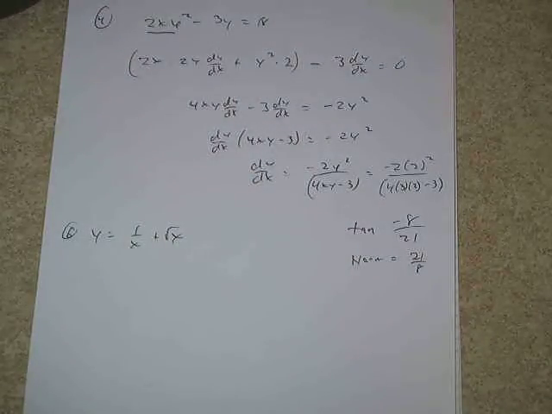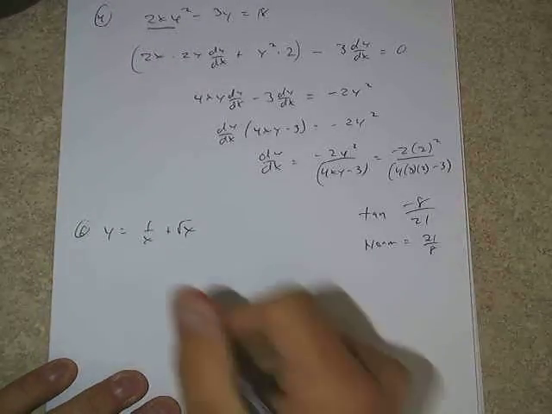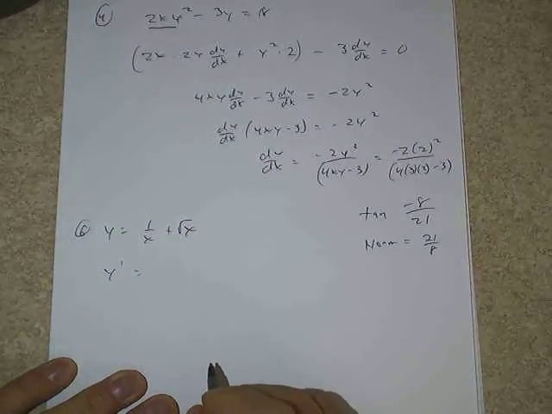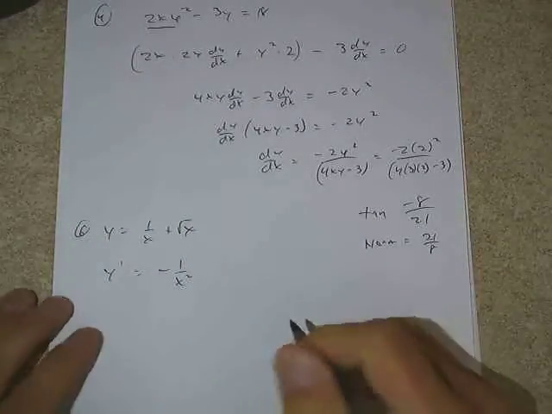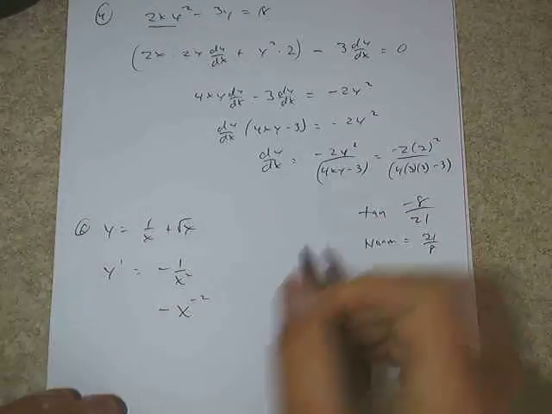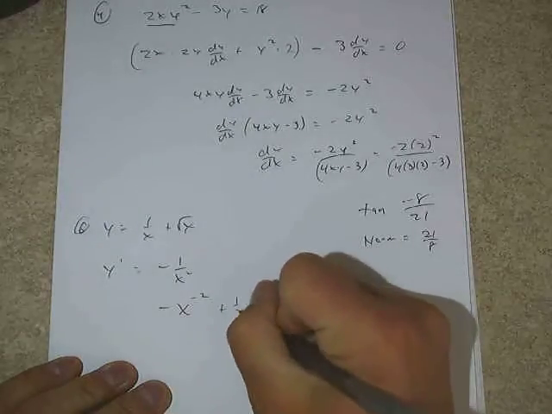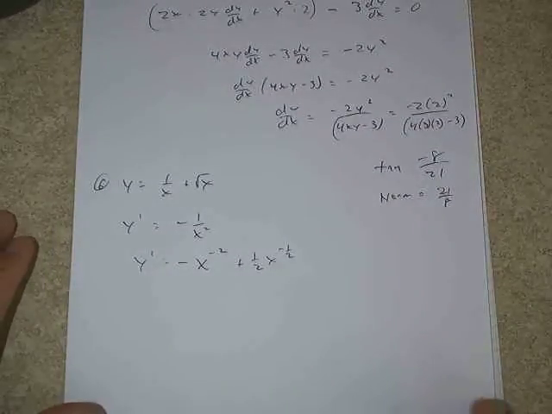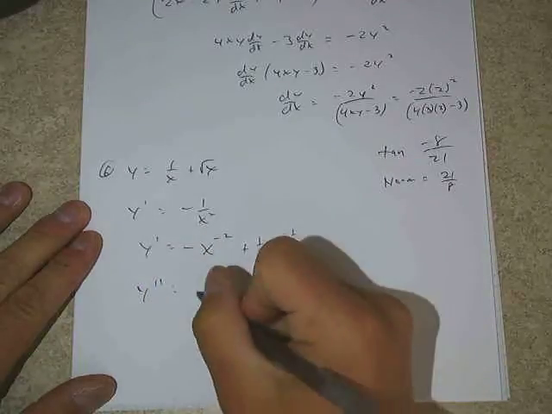Number 6, our function this time is y equals 1 over x plus radical x. And it says find the value of x at which the graph has a point of inflection. So points of inflection have to do with what? The second derivative. So y prime here would be, this being x to the negative 1, the derivative of x to the negative 1 would be negative 1 x to the negative 2. And actually, for convenience's sake, I'm just going to leave it in that other form, so it'll just be negative x to the negative 2. And then x to the 1/2 would be 1/2 x to the negative 1/2.